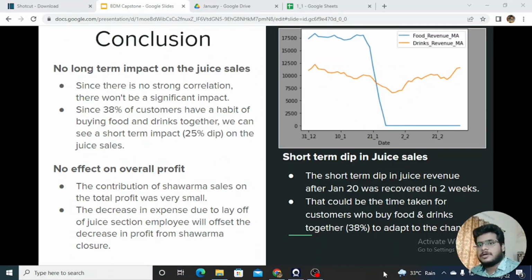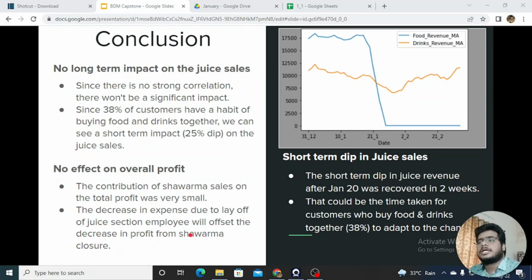Now let's derive some conclusions from the above analysis. Here we can see that immediately after shutting down the shawarma, the juice sales went down around 25%, from 10,000 to 7,500. It had a dip of around 25%, which is acceptable, by the way. According to our analysis, we were expecting a maximum of 38% of unsatisfied customers, and also we can see that after 2 weeks it started to recover, which might be an indication that there was no strong causation between the shawarma and the juice sales.